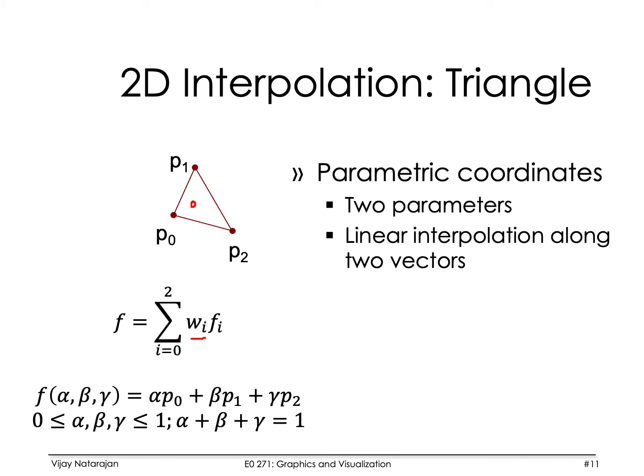Any point in the interior of the triangle can be represented as a linear combination or as an interpolation between these 2 vectors. And this can help us determine the weights of the 3 vertices. There is an alternate way to identify weights. This is using something called barycentric coordinates. I ask you to look this up if you are interested.